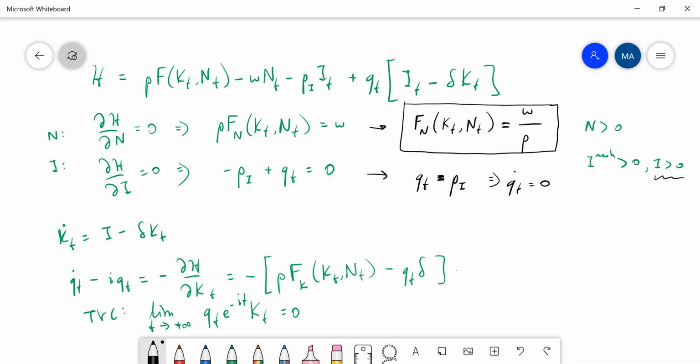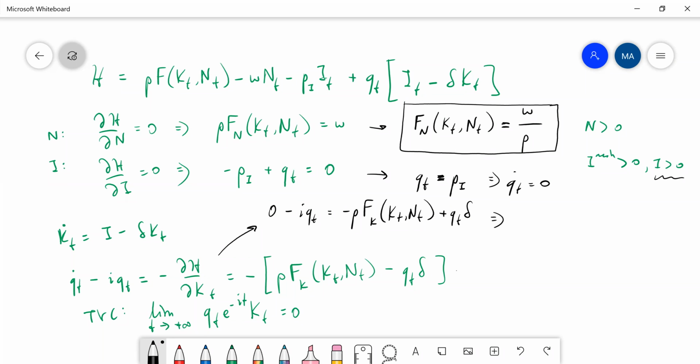All right? So this equation then could be written in this way. 0 minus iQ_t equals minus P F_k(K_t, n_t) plus Q_t delta. Is that correct? Q dot equals 0, iQ_t equals minus P F_k plus Q_t delta. Yes. All right. So what does it tell you? What does it show you? I already know Q_t will be equal to P_I, right?